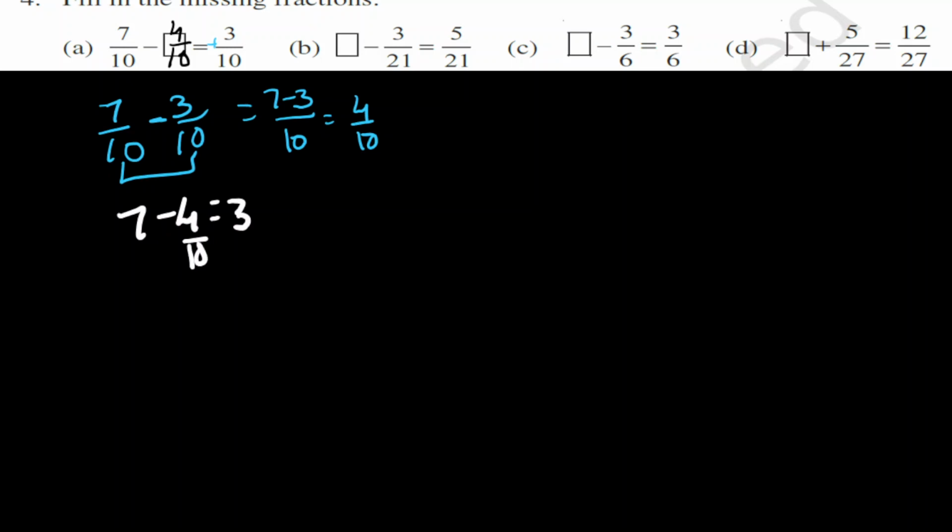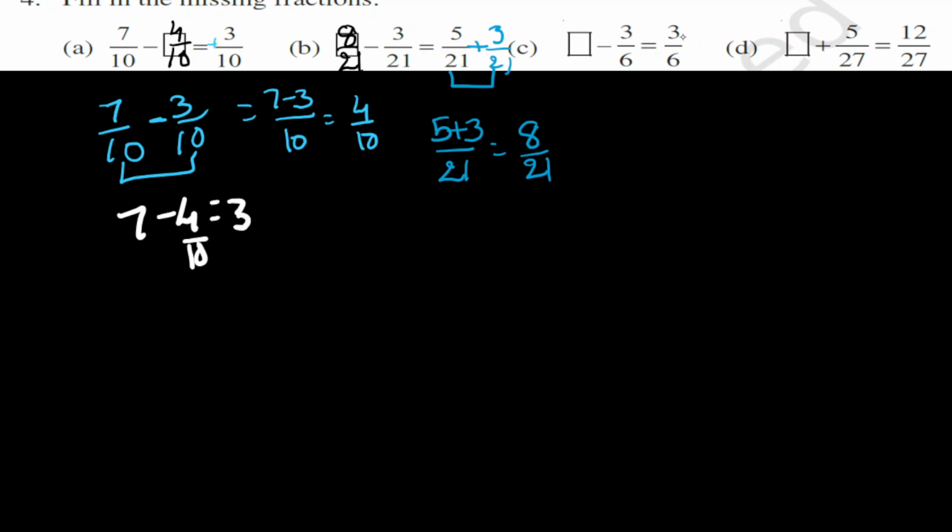And here if it comes this side, it becomes plus 3 by 21, because here it is a minus sign. If it comes this side, it will become a plus sign. So here these are like fractions, and we can directly add the numerators and retain the common denominator. So here it is nothing but 8 by 21. Here you can write 8 by 21.